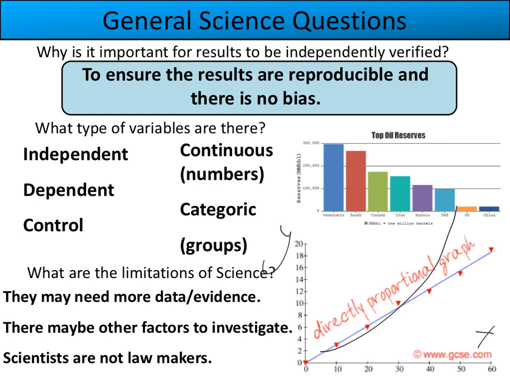The final thing that we're going to look at is what are the limitations of science. Sometimes it might ask you, why can't scientists do this, or why haven't they decided that they should implement this law, etc. Common themes you could go with for that question are that they may need more data or evidence, it's not conclusive what they found out, there may be other factors involved in the investigation, or finally, that scientists aren't lawmakers. The scientific community can draw relationships and come to conclusions, but they can only advise the people that actually govern countries and make laws.